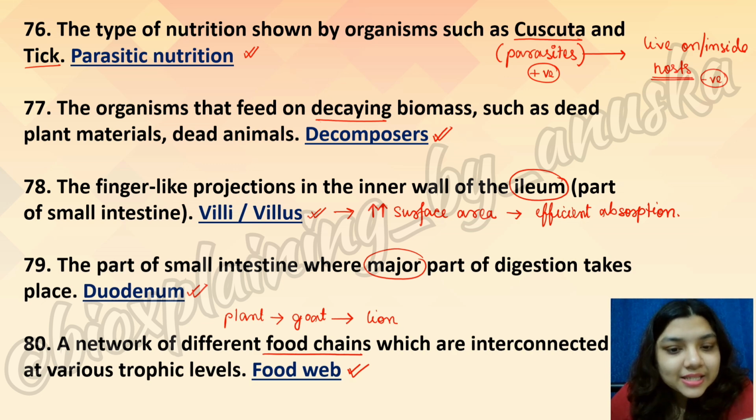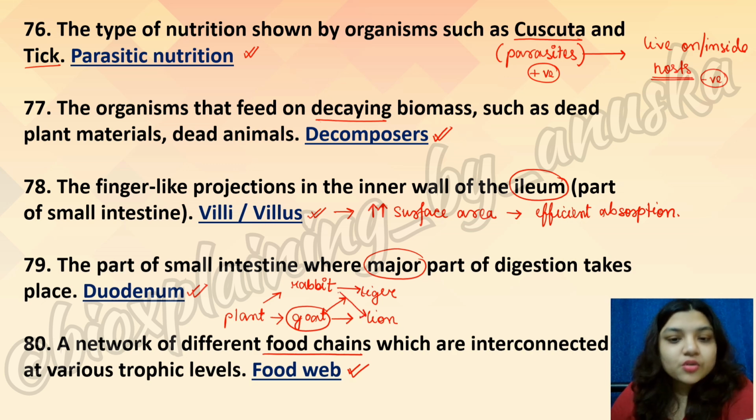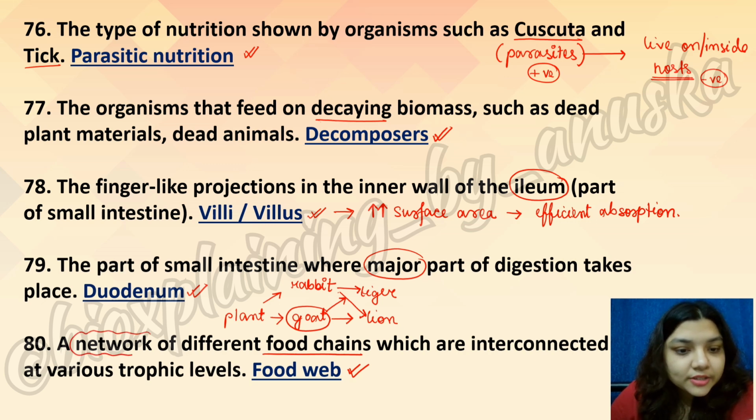But the reality is that this plant can be eaten by the goat. Also, this same plant can be eaten by, say, the rabbit, right? Now the goat can be eaten by the lion. Say for instance, the goat can also be eaten by the tiger. Now this rabbit can be eaten by the tiger. The rabbit can also be eaten by the lion. So ultimately what happens? This is a network, right? So hence we call this a food web.